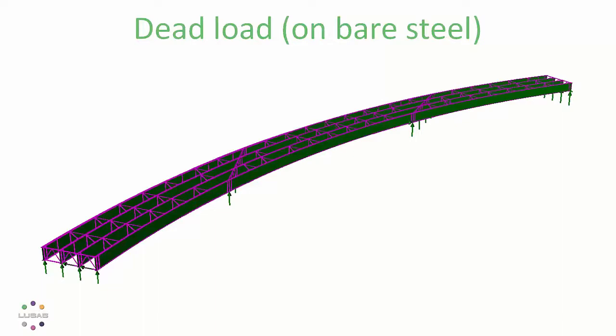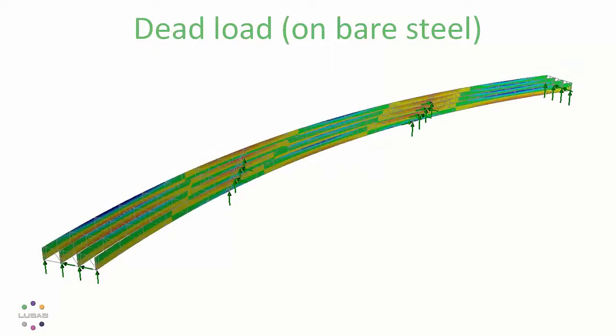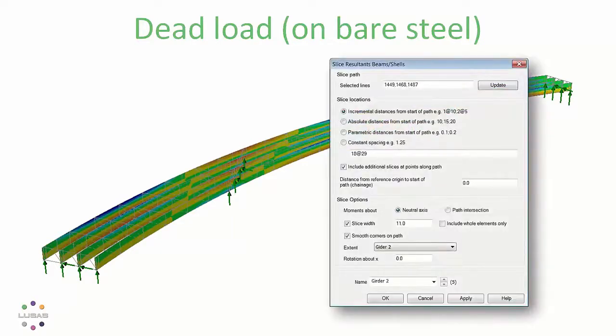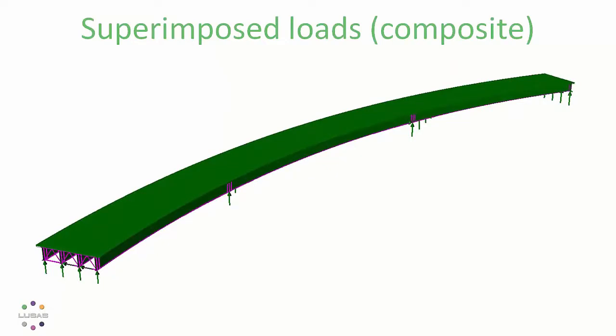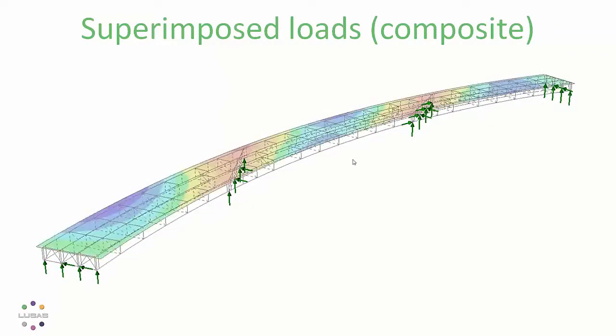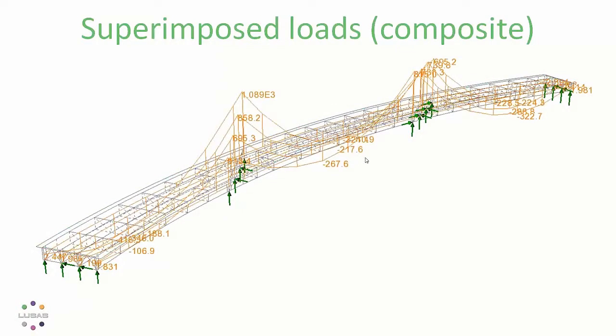So here we've got a model where we're looking at the bare steel. So the slab hasn't been activated yet. And I can obviously look at the stresses in the webs or the flanges. But using our slice utility, we can cut through the flanges and webs and come up with a bending moment on the combined section. We can also do that on the superimposed composite section. So this is where we've got the slab activated. I can look at the stresses in the deck, but I can also slice through the structure and look at the composite bending moment diagram.